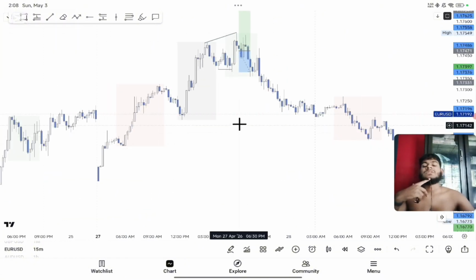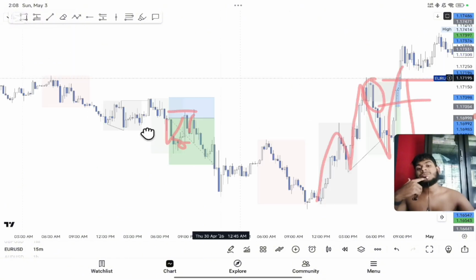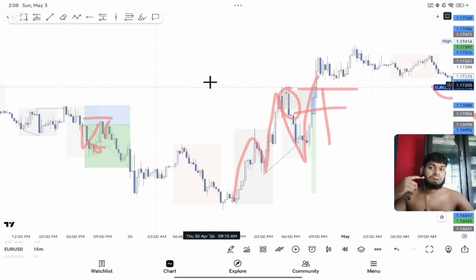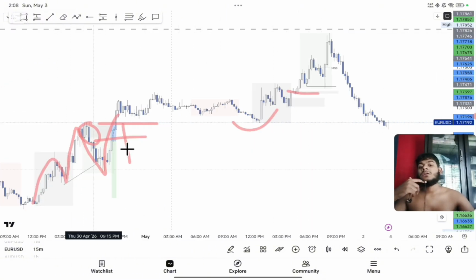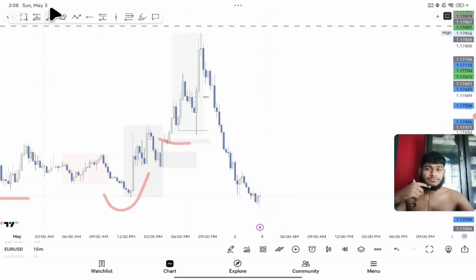And there comes the next first Monday. After this, I thought I would be reducing my risk on Monday because usually Monday just happens like this. So I would like to reduce my risk on Monday from now on.